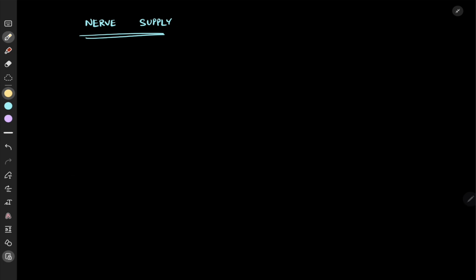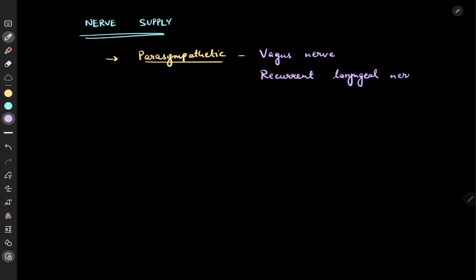The nerve supply. Parasympathetic nerve supply is by the vagus nerve and the recurrent laryngeal nerve, whereas the sympathetic nerve supply is by superior and inferior cervical nerve plexus.